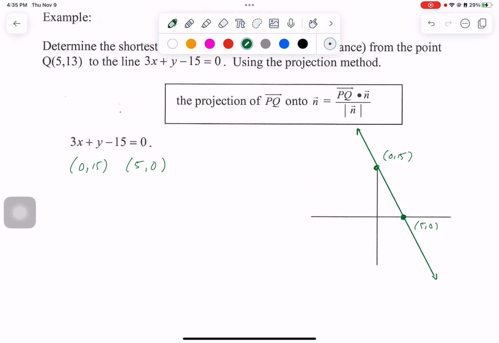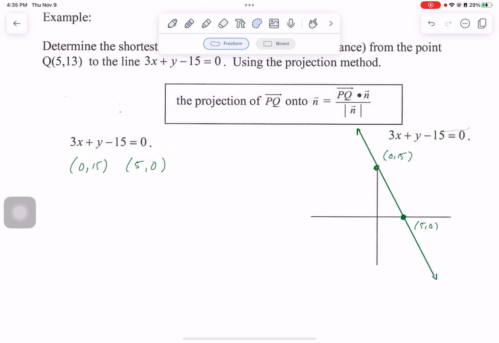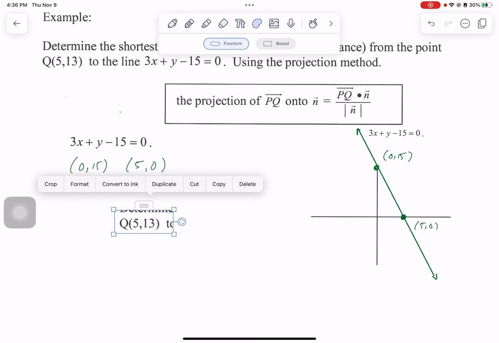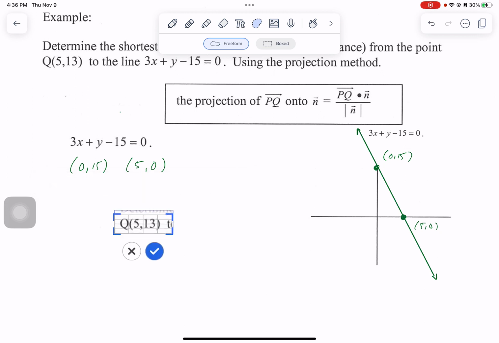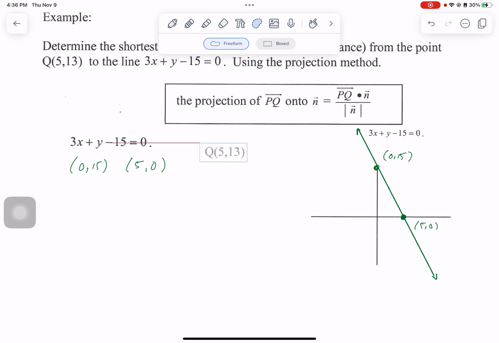And so what we have now is we have taken, I should just be able to do this, duplicate it, put this over here, and I have a rough estimate of that line. Now, what we're supposed to do is take this point right here, and we're supposed to find the shortest distance between that line and the point.